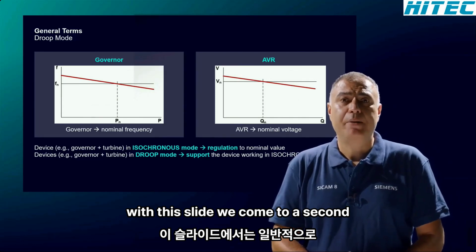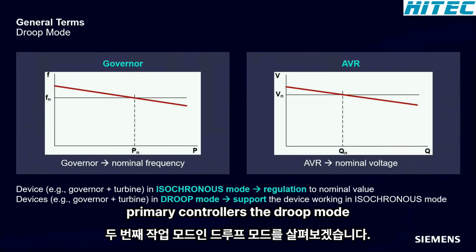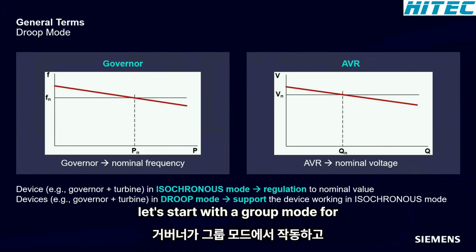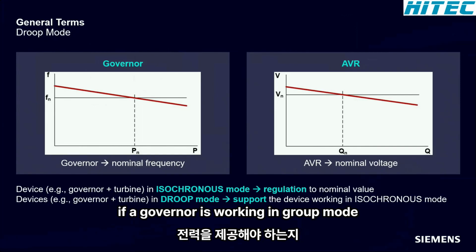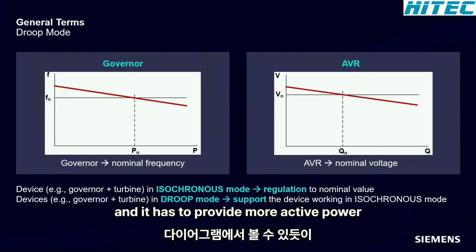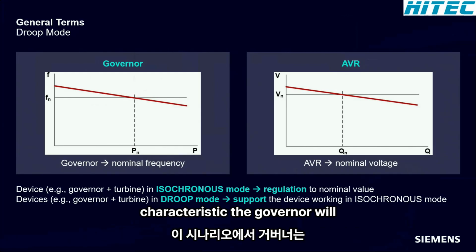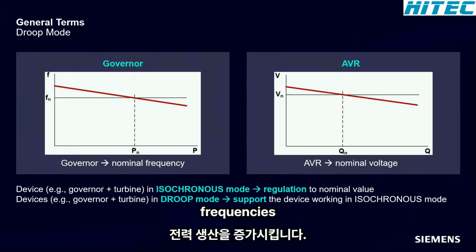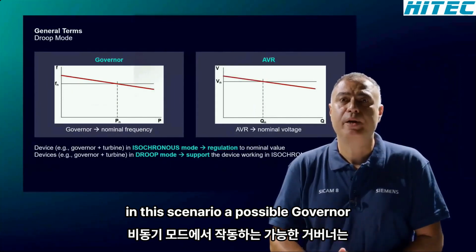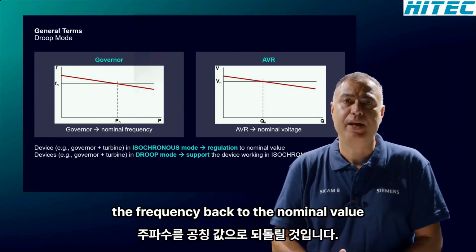With this slide, we come to a second working mode that is usually provided by primary controllers, the droop mode. Let's start with the droop mode for governors. As you can see by the diagram, if a governor is working in droop mode and it has to provide more active power, then according to the droop characteristic, the governor will increase the power production at smaller frequencies. In this scenario, a possible governor working in asynchronous mode would bring the frequency back to the nominal value.